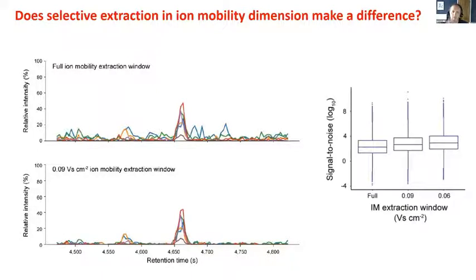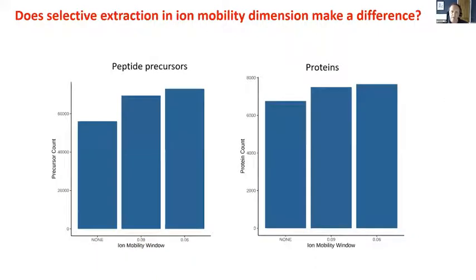And in this panel on the right, this is what the trend looks like globally. So for all the peptides detected, we look at the log signal to noise ratio, either when we're not applying this restricted extraction on the left, or when we're applying a progressively narrower extraction window going to the right, and this has a substantial impact on the signal to noise. Then we can also ask, does the selectivity improvement make a difference in boosting the detection numbers? And this seems to be the case at the peptide precursor level, which goes up around 25%, but also at the protein level. So it seems like this is certainly worth doing.